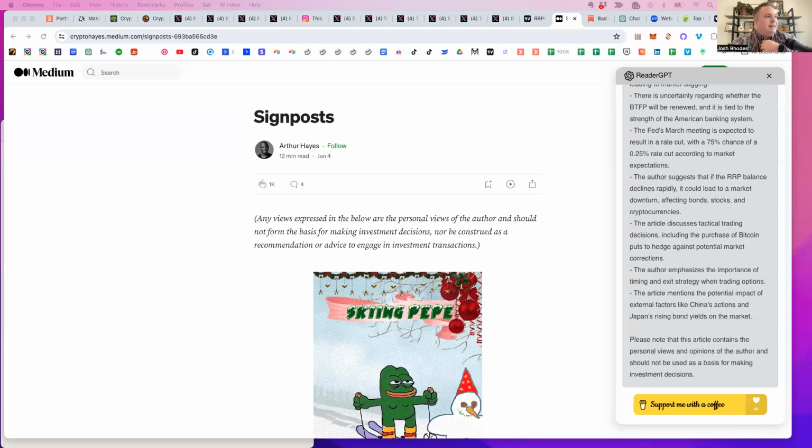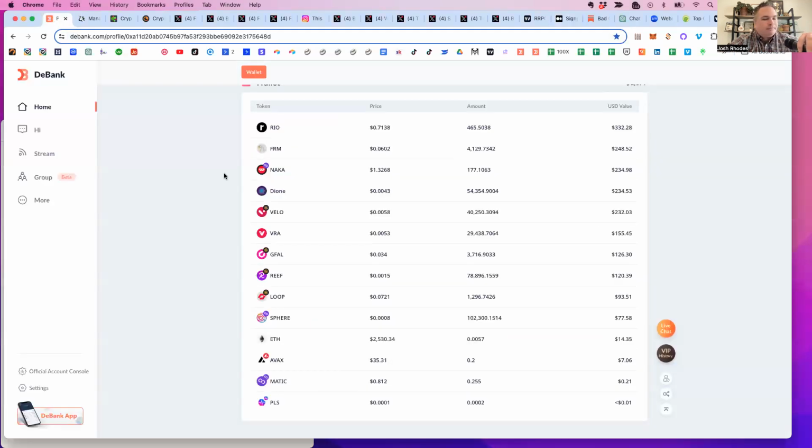All right, we've got a few more minutes left. I want to quickly do a flyover of some of our 100x tokens. I look at these tokens almost every day. Realio, Ferrum Network, Nakamoto Games, Dion, Velo, VRA, these all have shown extreme strength.